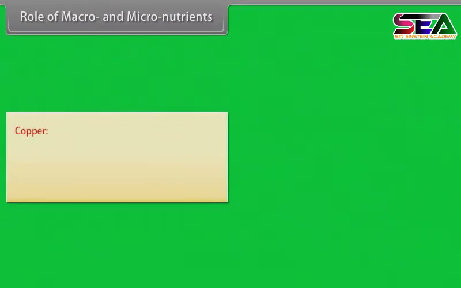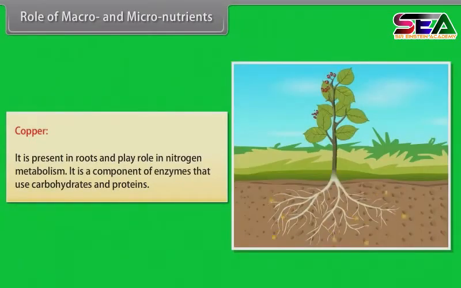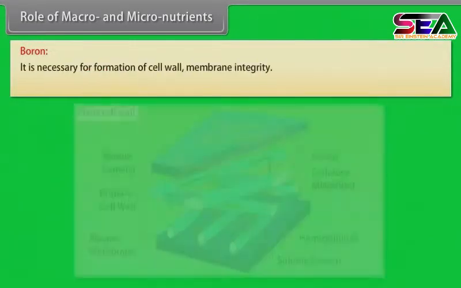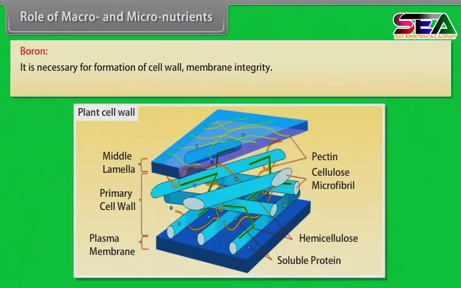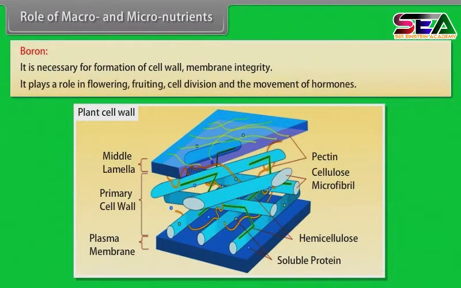Copper. It is present in roots and plays a role in nitrogen metabolism. It is a component of enzymes that use carbohydrates and proteins. Boron. It is necessary for formation of cell wall and membrane integrity. It plays a role in flowering, fruiting, cell division and the movement of hormones.